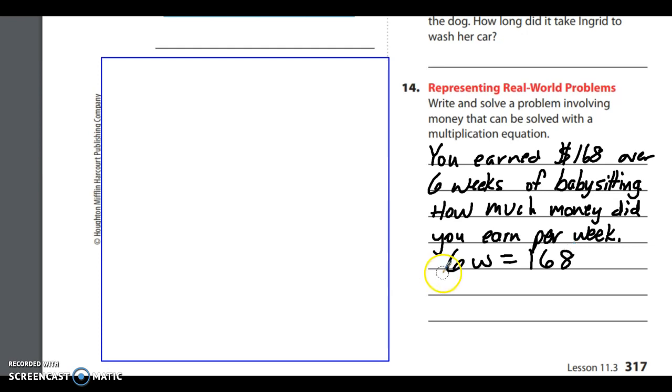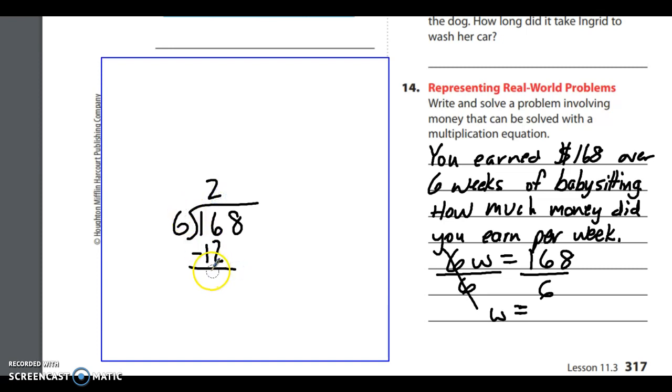And so then how would you solve that? You would divide by 6. And so 168 divided by 6. 6 goes into 16 twice. 6 times 2 is 12. 16 minus 12 is 4. 6 goes into 48 8 times. 8 times 6 is 48. The answer is 0, my bad. The answer is $28 per week.